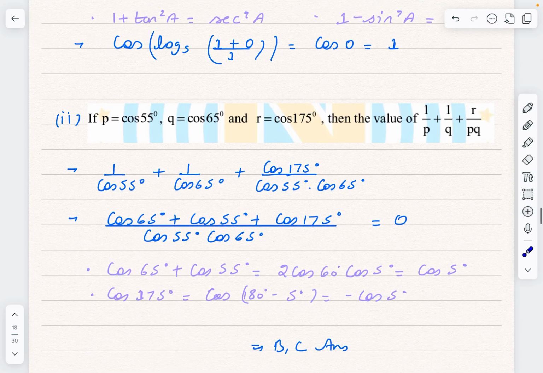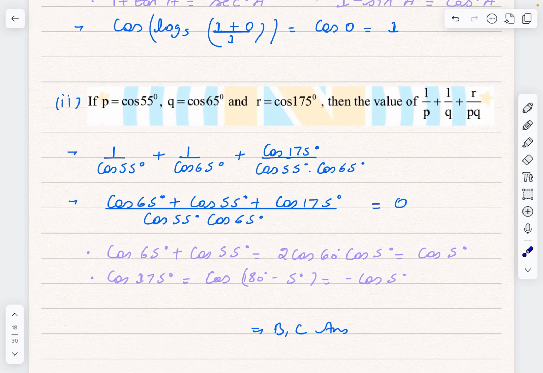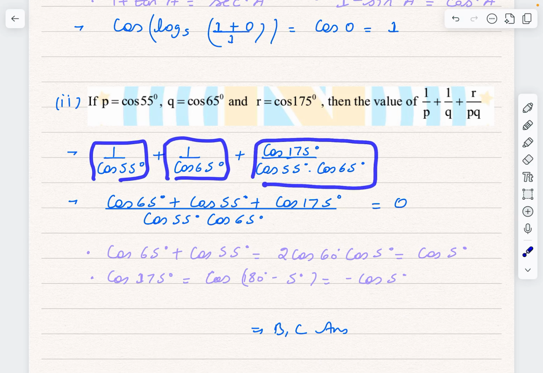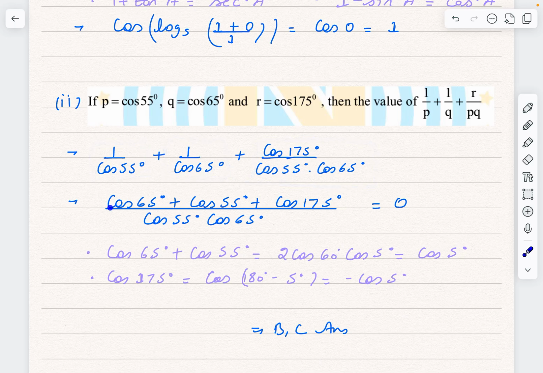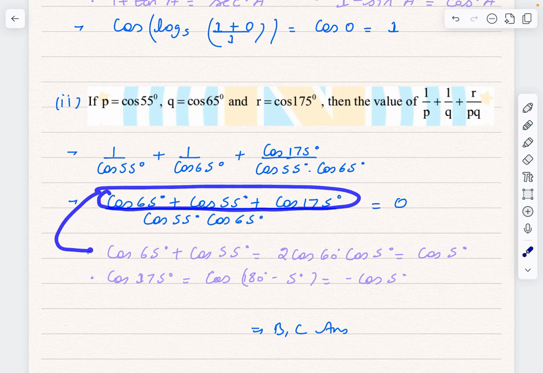Next. The next one, P is cos 55, Q is cos 65, R is cos 175. They ask the value of 1 by P plus 1 by Q plus R by PQ. See, 1 by cos 55 plus 1 by cos 65 plus cos 175 by cos 55 cos 65. If we take LCM, we get cos 65 plus cos 55 plus cos 175 divided by cos 55 cos 65. If you remember this problem we had discussed in the class, cos 65 plus cos 55 plus cos 175 came out to be 0.